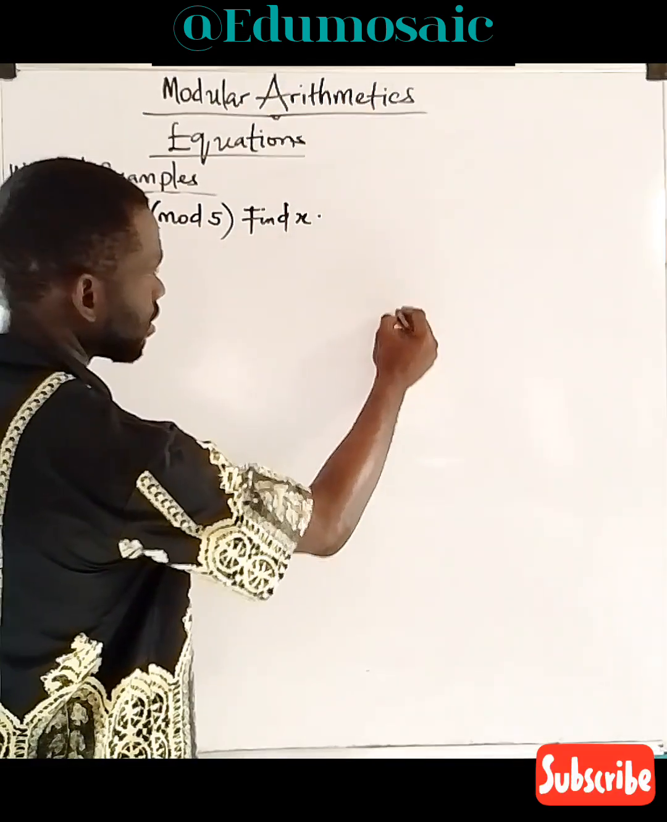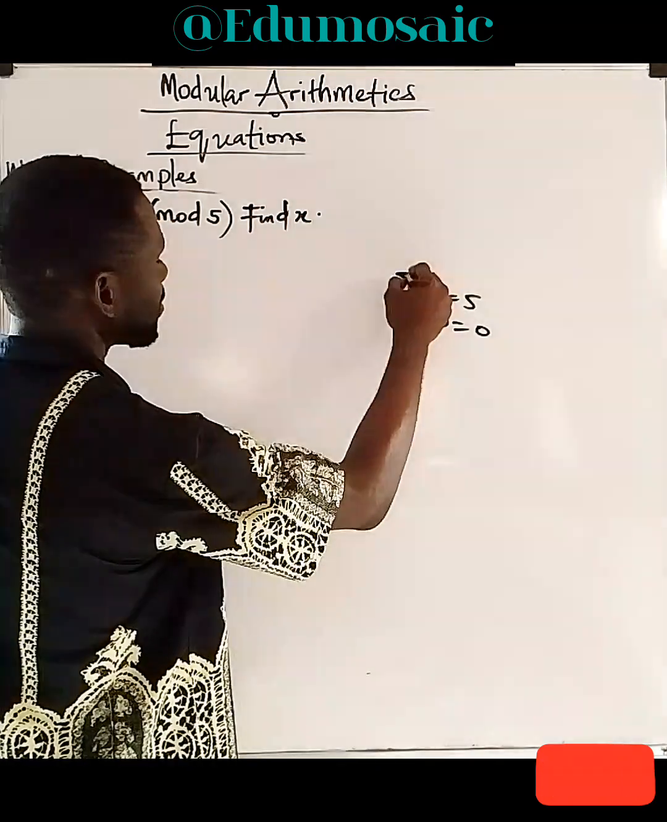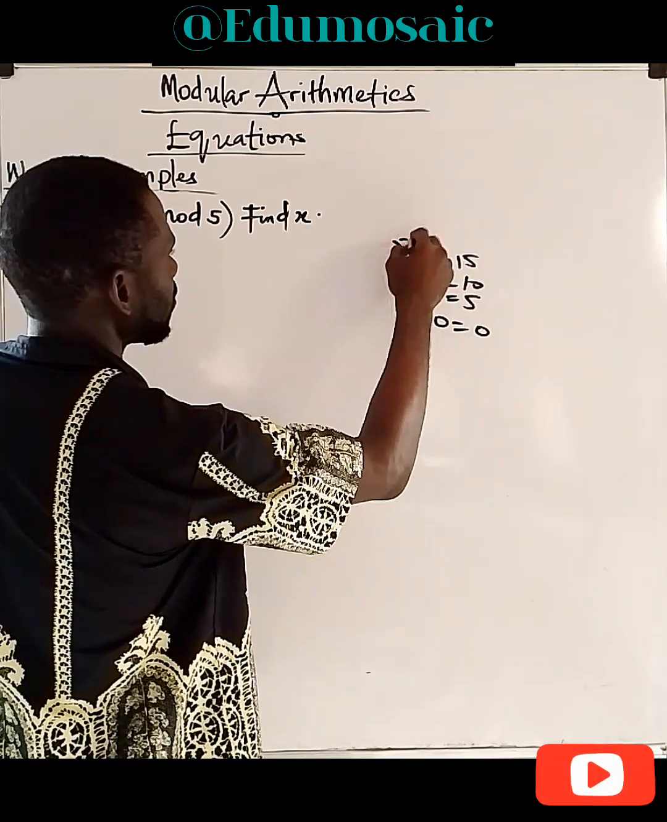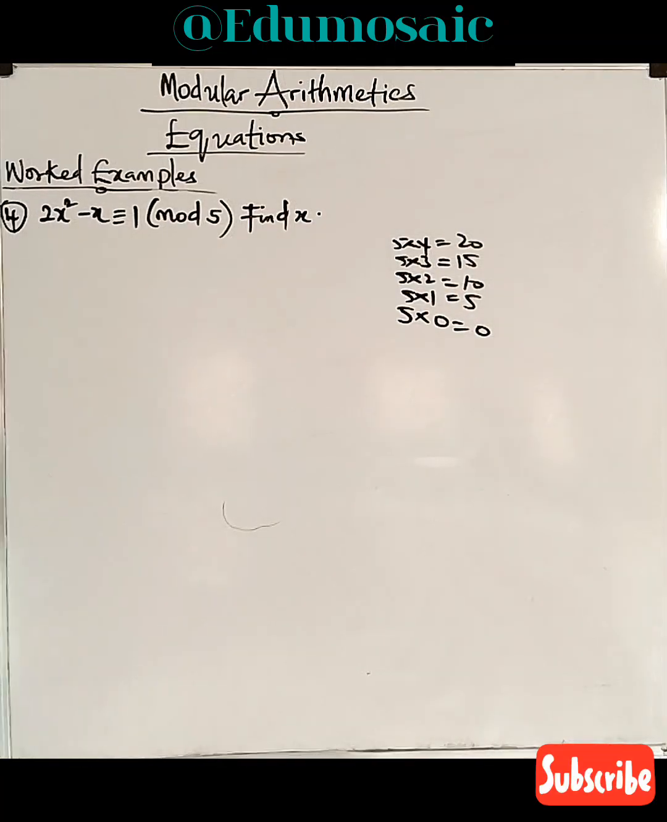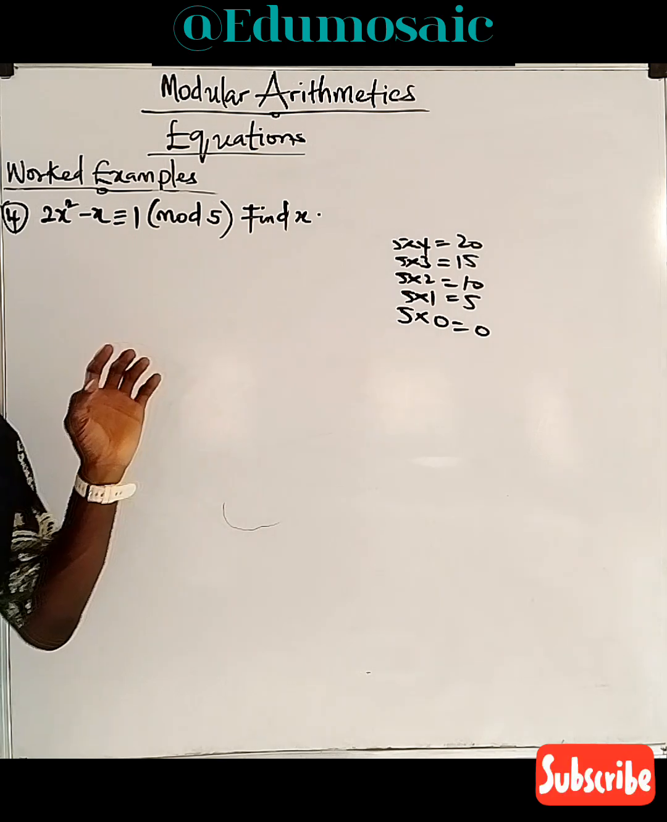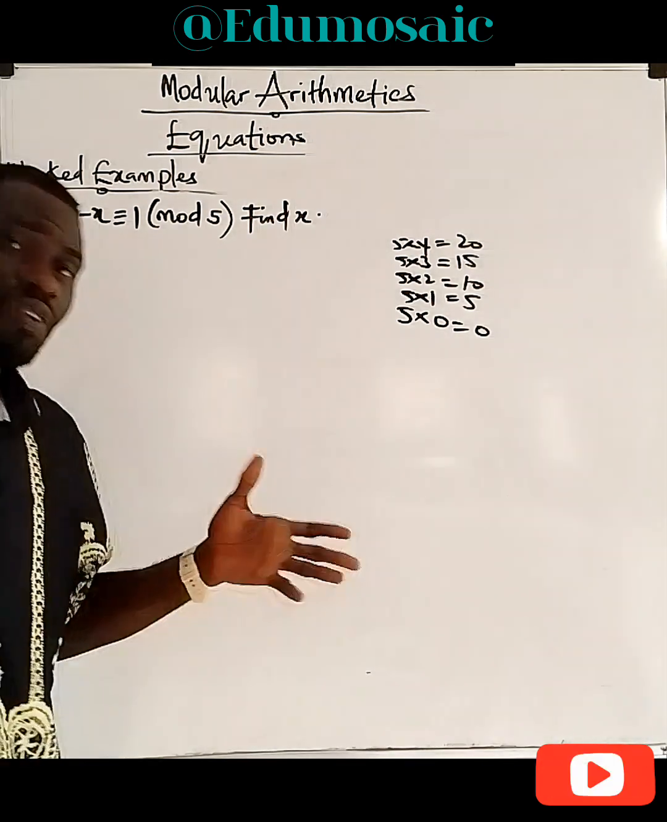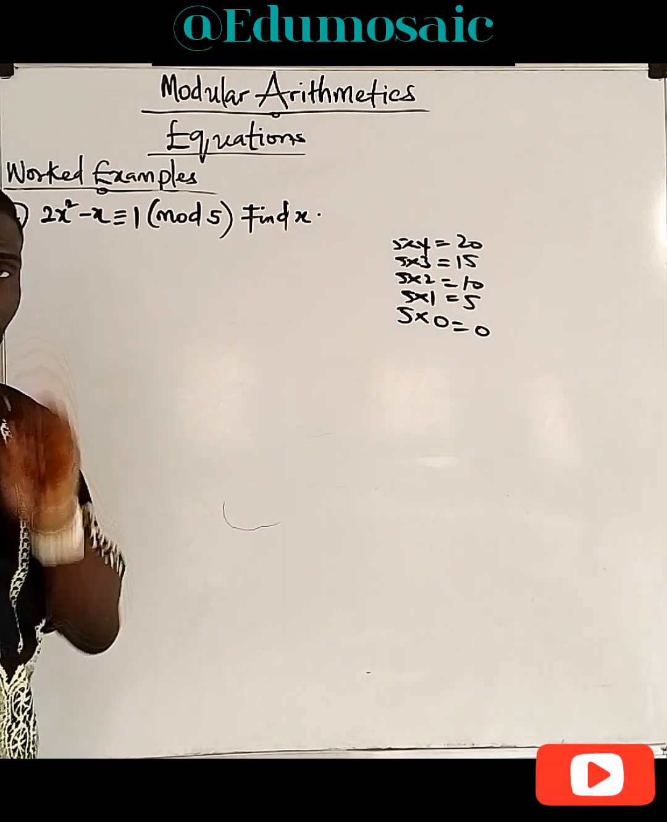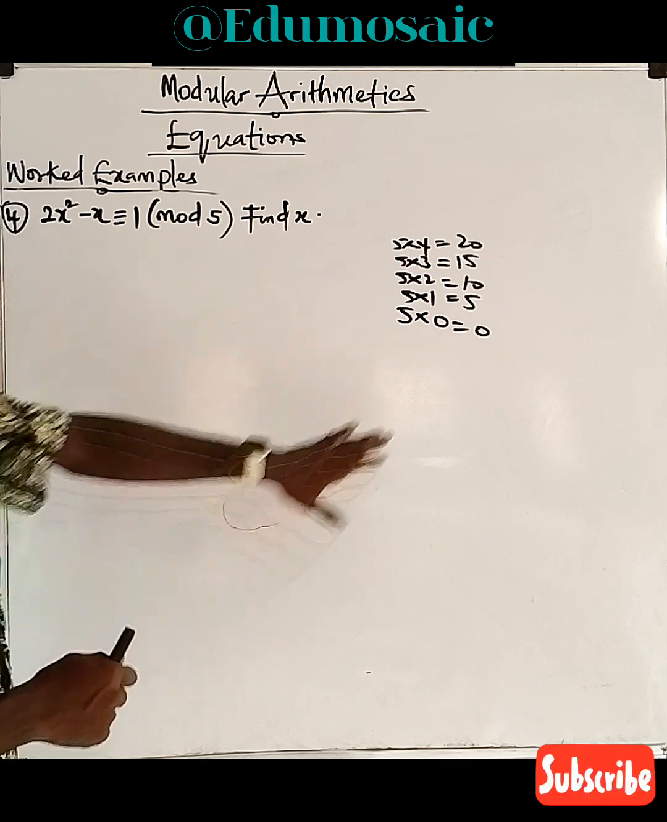That's the first step. So 5 times 0 is 0. 5 times 1 is 5. 5 times 2 is 10. 5 times 3, 15. 5 times 4, 20, and so on and so forth. So now don't forget, x could have more than one value. X will have multiple values actually. But we're looking for the best fit values. So first we're going to start with 0.